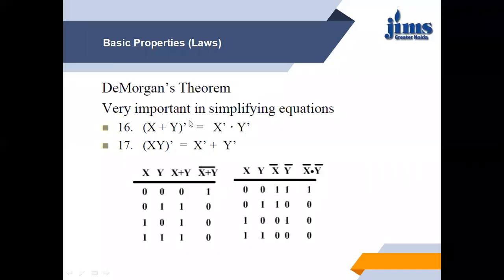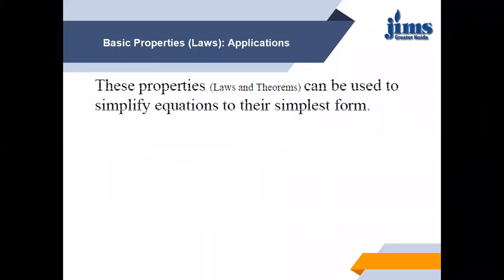So in this way, if you have to prove any property, you can do it with the help of the truth table. Write down the input variables, find out the terms which you have to prove, and make two tables. You can simply justify the Boolean function with the help of the truth table. These properties, sometimes called laws or theorems, can be used to simplify equations to their simplest form.